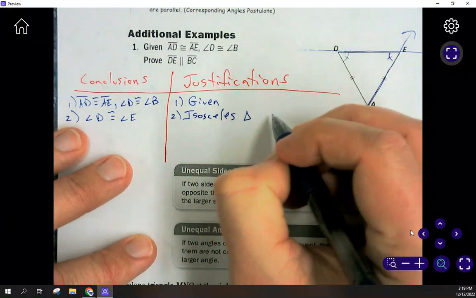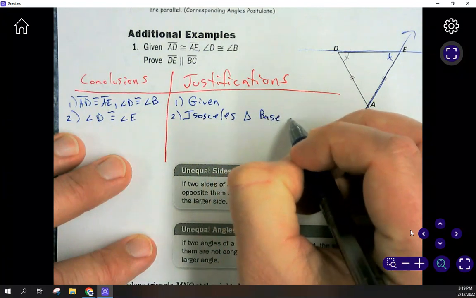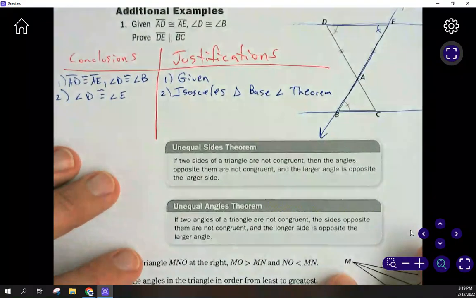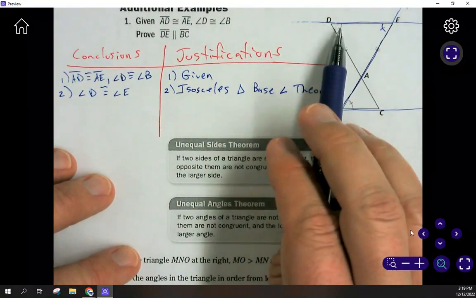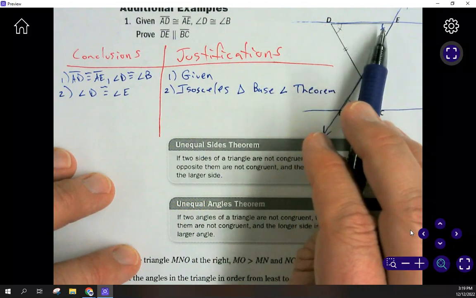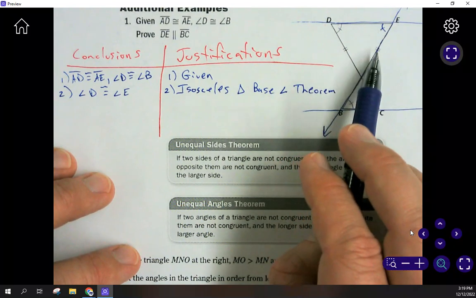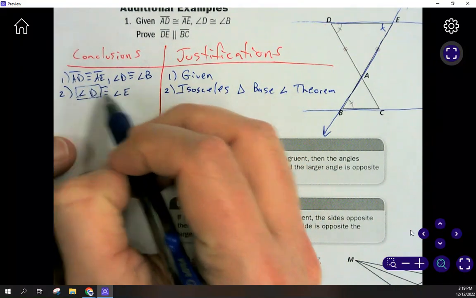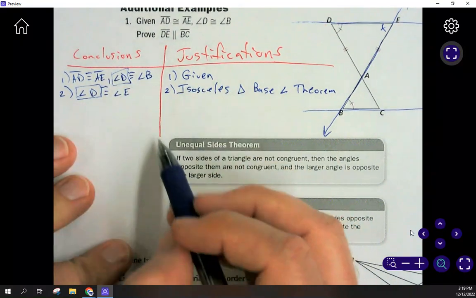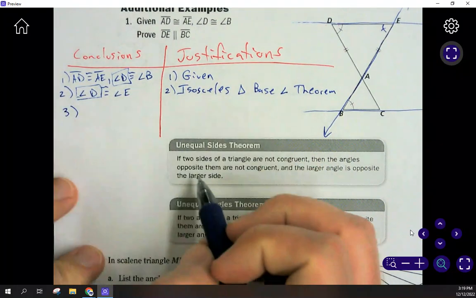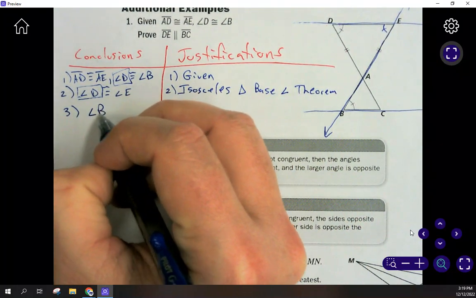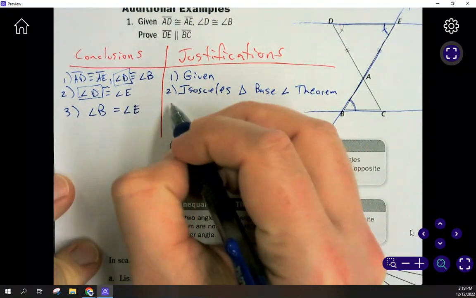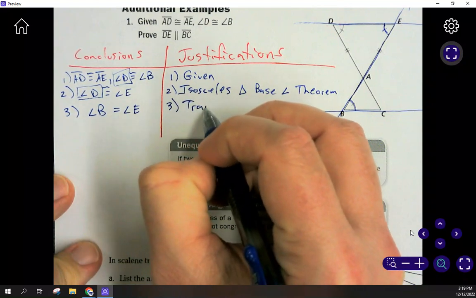I'm going to use a triangle symbol. Base angle theorem. All right, so I'm allowed to conclude or deduce that these two are equal because I see an isosceles triangle. Now, if I look at my last two lines, I have D congruent to E and I have D congruent to B. That means they're congruent to each other, so I'm going to go ahead and write that. Angle B down here must be congruent to angle E, and that's the transitive property.